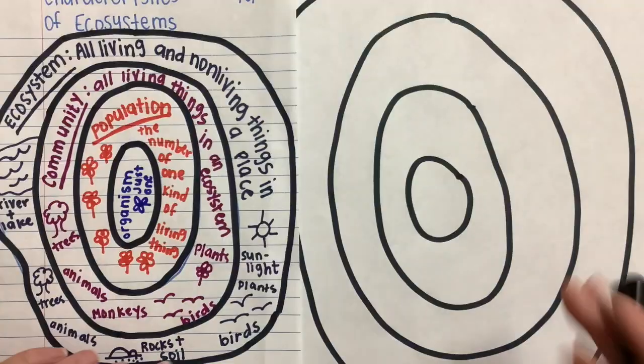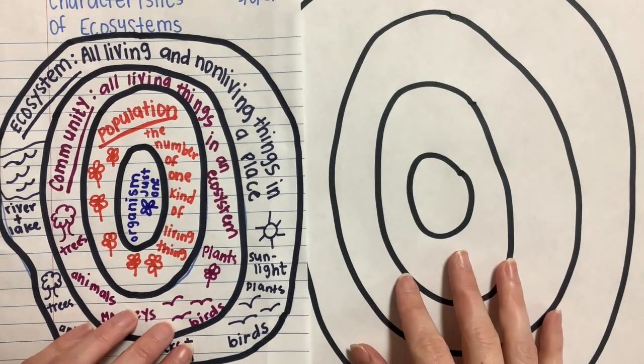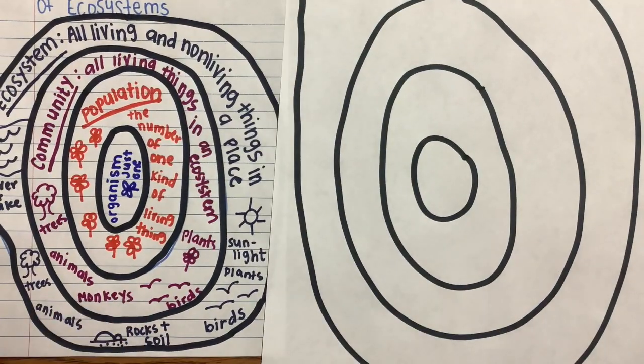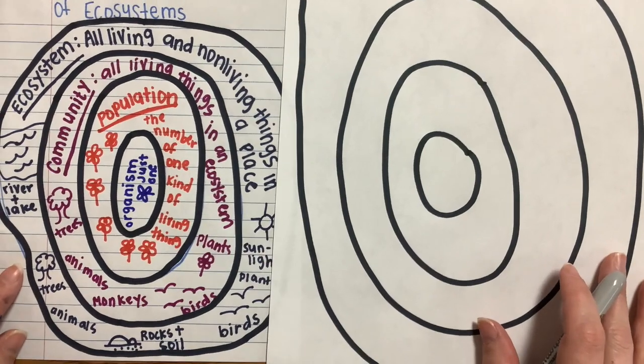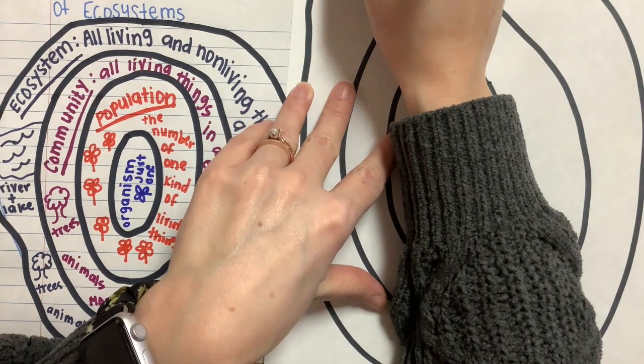Great work, third grade. Okay, third grade. I wanted to explain this in a way that might help you understand a little bit better. So I want you to think about you. So think about your ecosystem.